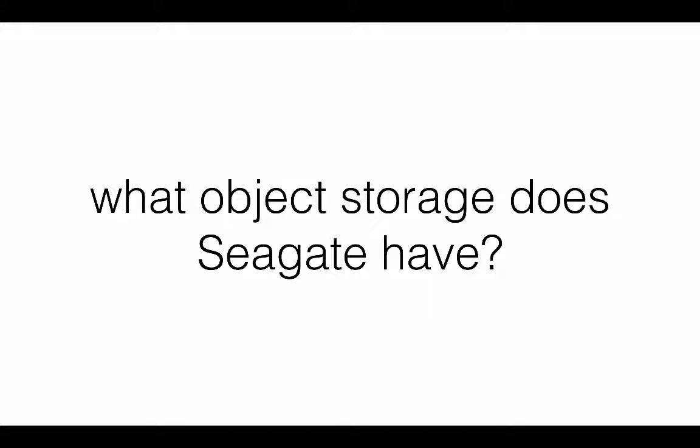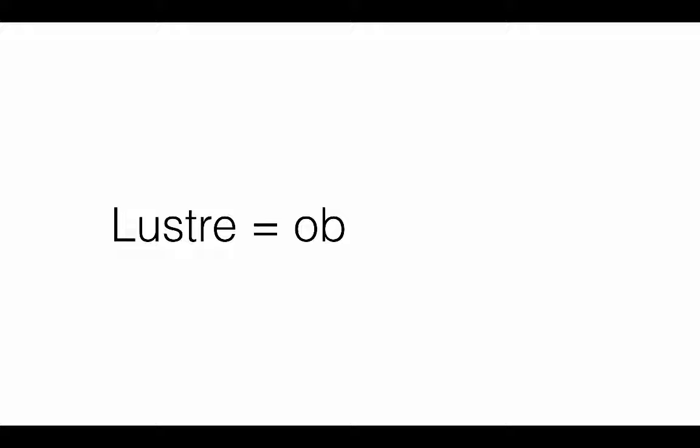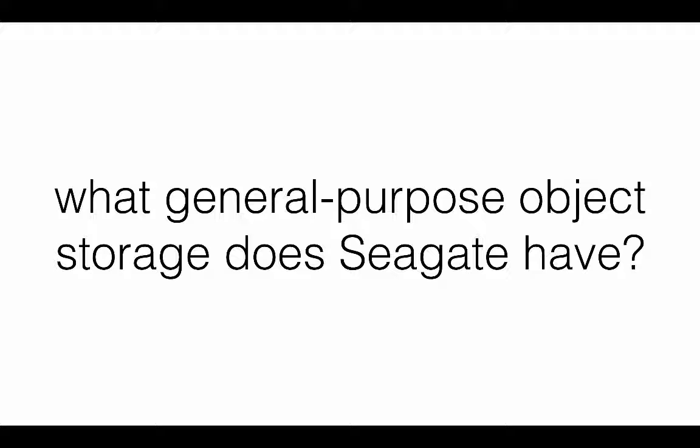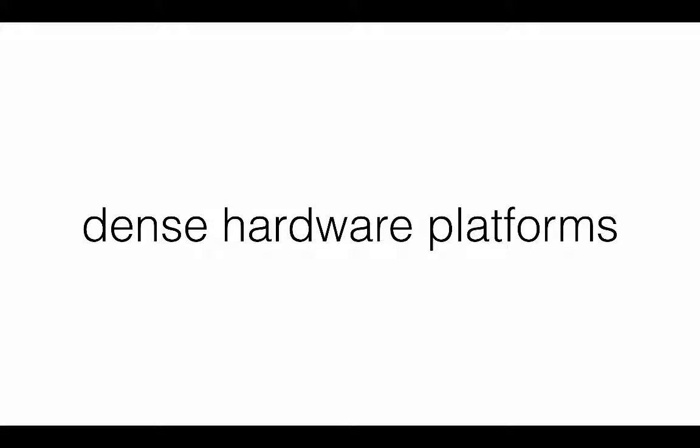What object storage does Seagate have? Lustre is object storage, so the ClusterStor L300 is object storage. It's a specialized application protecting data with high availability components in RAID, creating POSIX on a scale-out storage cluster. So, a better question is, what general purpose object storage does Seagate have? The answers are hardware platforms, the G200 plus OpenStack, and the A200.